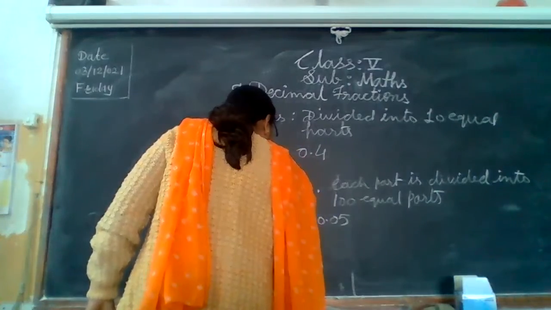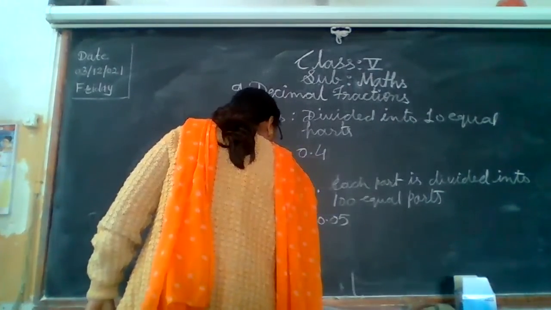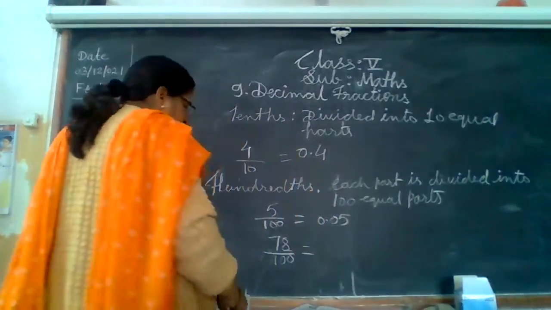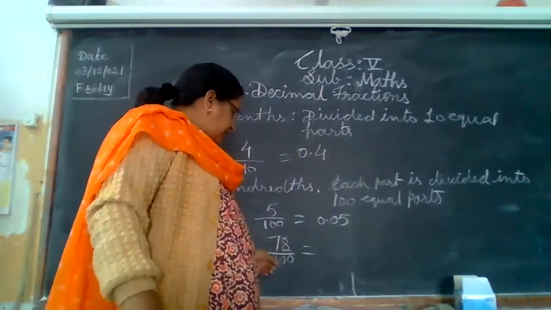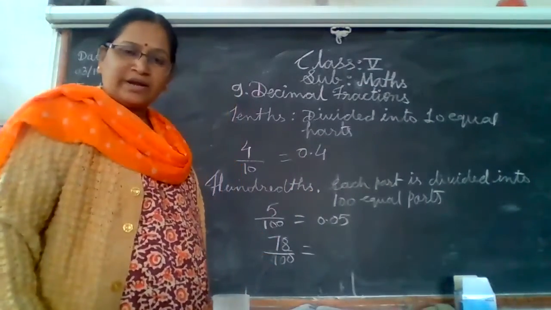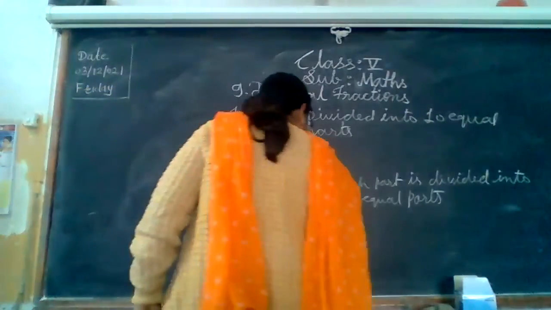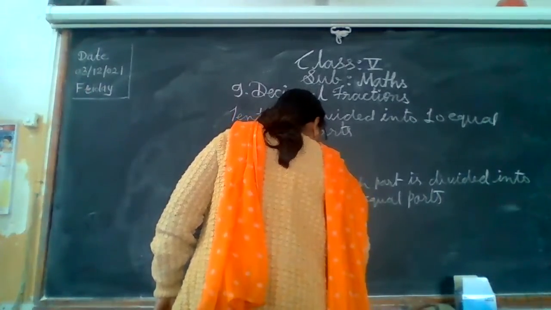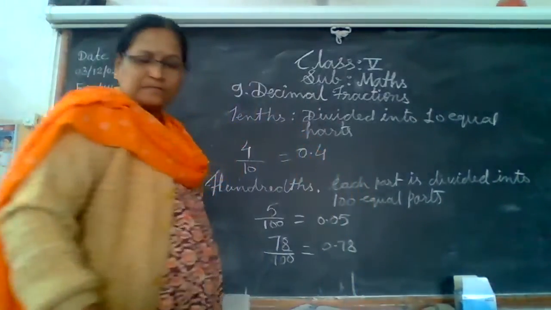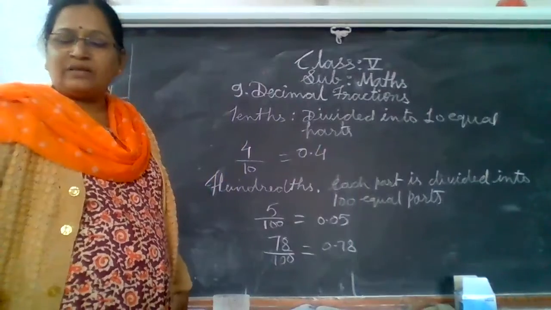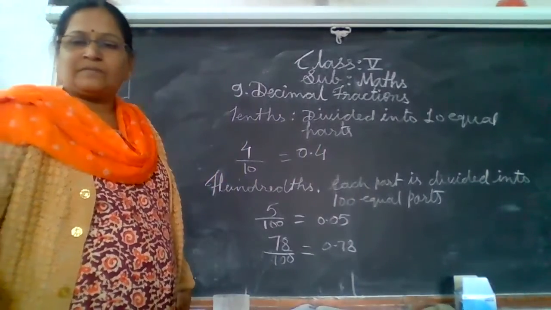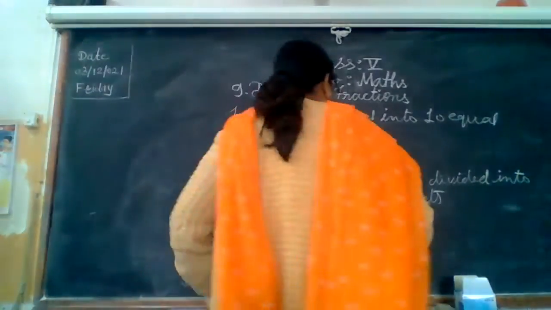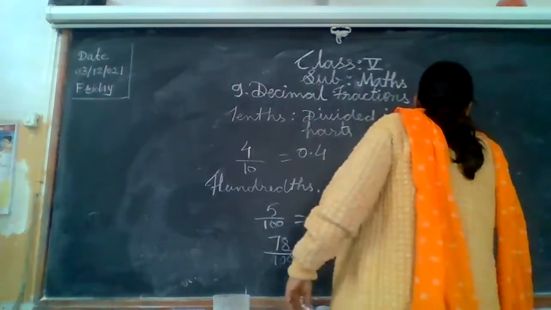78 upon 100. Here you have to divide this 78 by 100. So the answer is 0.78. Now, thousandths.